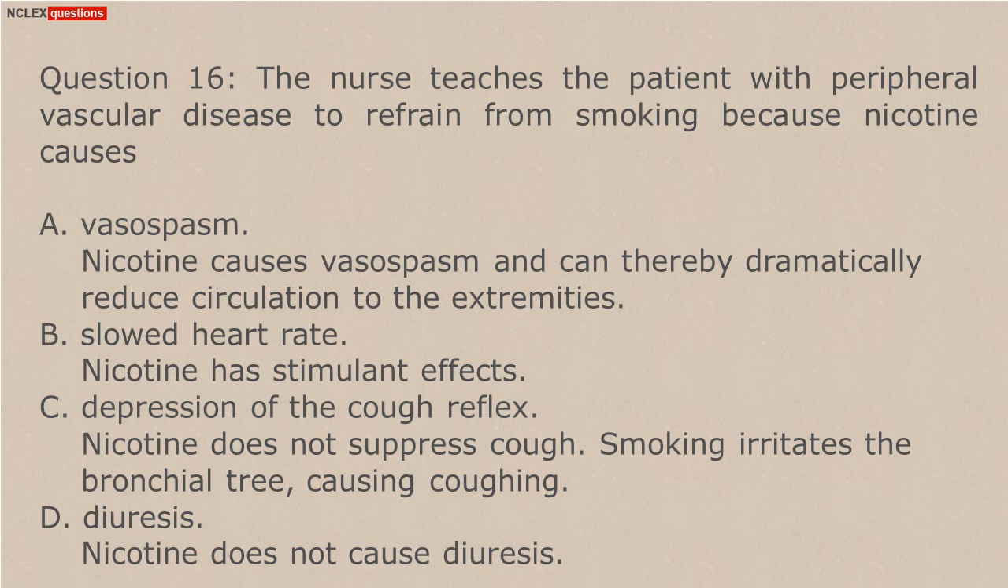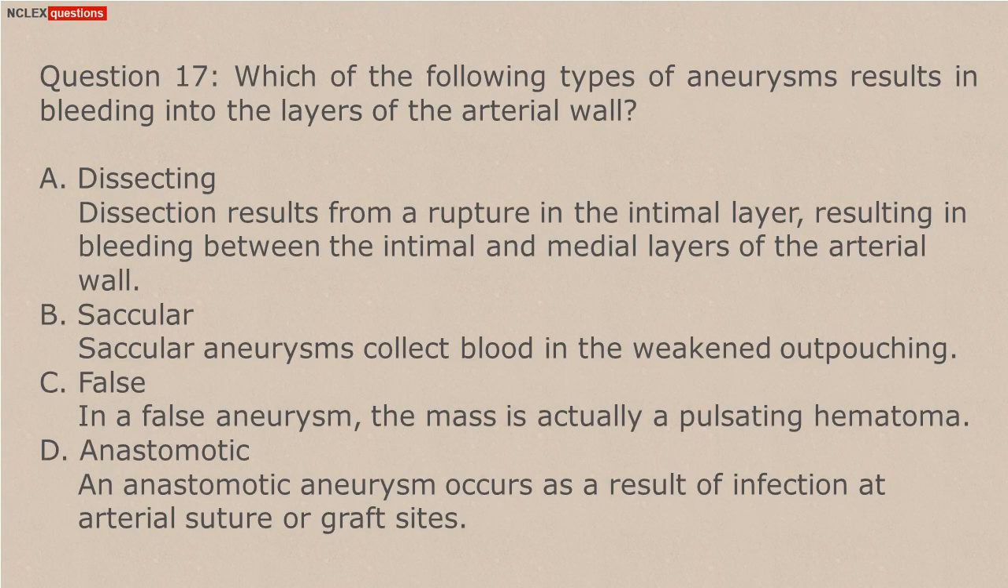Medical surgical nursing exam number 4. Question 17. Which of the following types of aneurysms results in bleeding into the layers of the arterial wall? A. Dissecting. Dissection results from a rupture in the intimal layer, resulting in bleeding between the intimal and medial layers of the arterial wall.